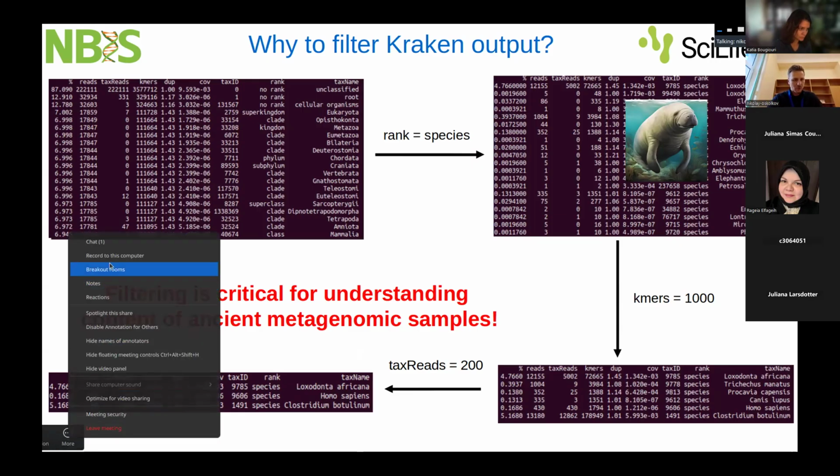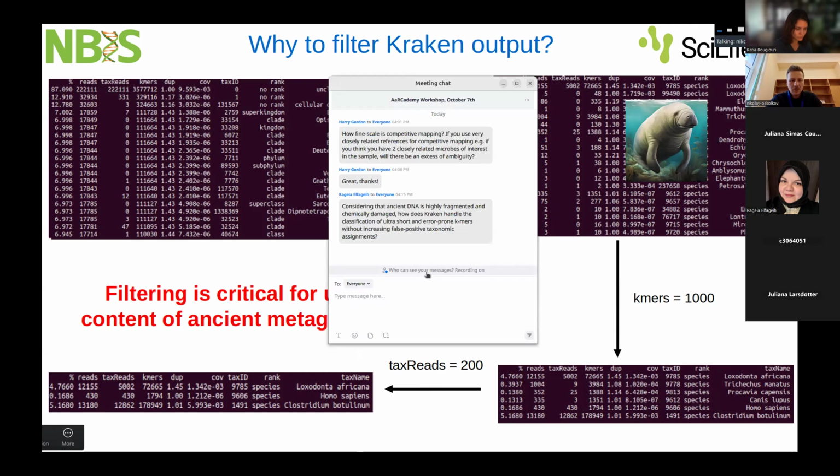I see another question in the chat. Considering that ancient DNA is highly fragmented and chemically damaged, how does Kraken handle the classification of ultra-short and error-prone k-mers without increasing false positive taxonomic assignments?